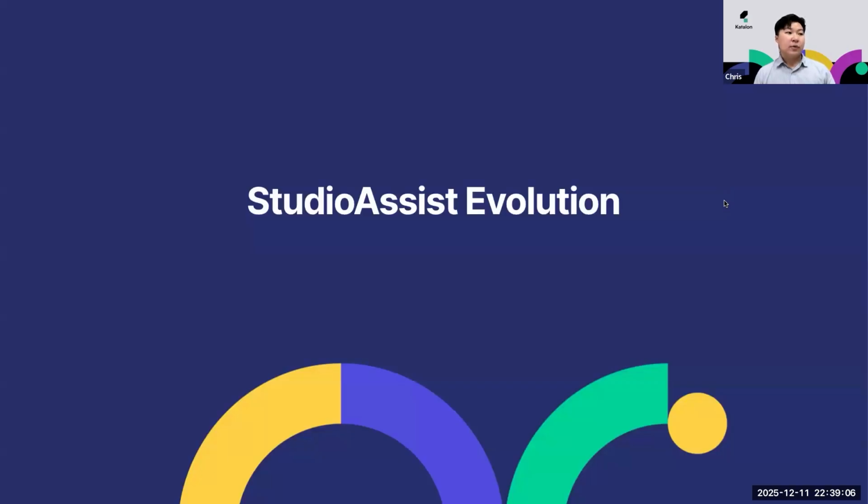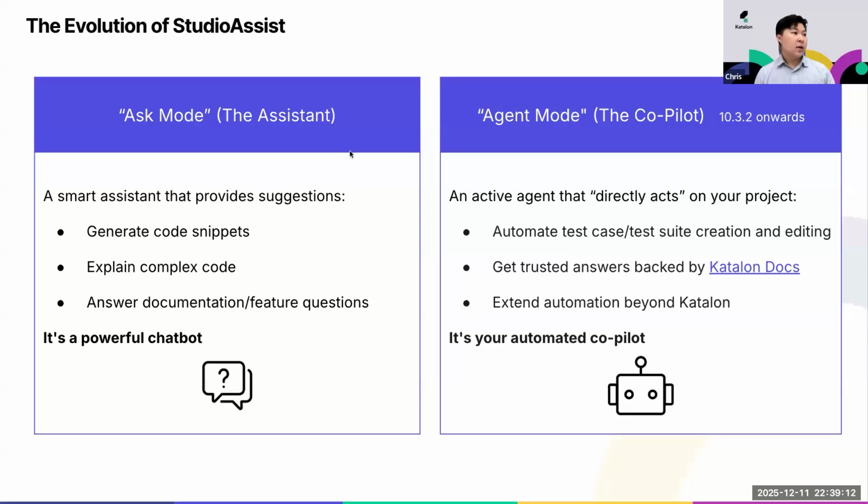All right, so we will start now with the Studio Assist evolution. Previously, as you know, in earlier versions of Katalon Studio, we defined Studio Assist within just Ask mode. This means that if you tried Studio Assist, it would work as a powerful chatbot that helps you generate code, explain basic or even complex code, and answer some of your questions that might be taken from the documentation, such as how to use features you might not be aware of.